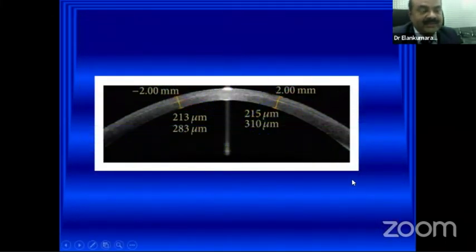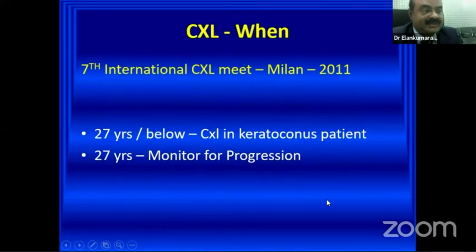How do you find out that this cornea is cross-linked? The classical thing to find out that this cornea is cross-linked is to observe the demarcation line. It is seen on an OCT, but it is also seen clinically in the first 3 to 6 months after the corneal collagen cross-linking.